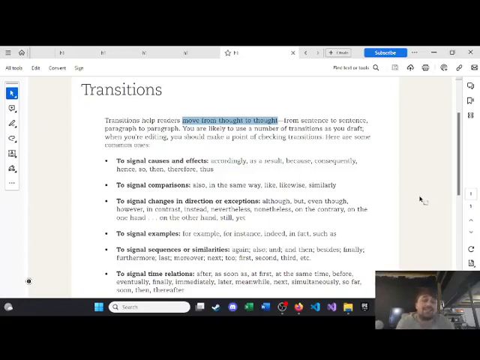And transitions are the parts of the sentences that do that work, that do the work of moving from one to the other. So what are some different ways that we can transition?